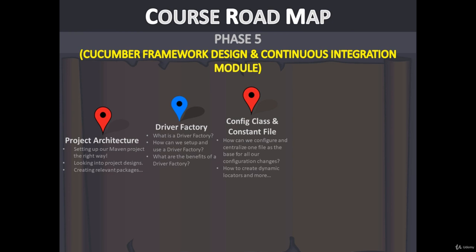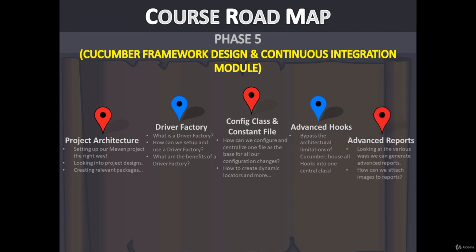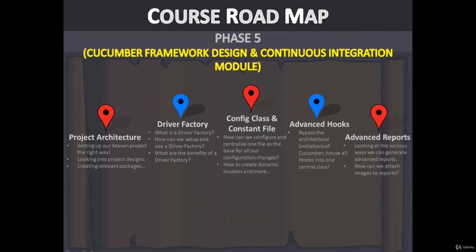So once you reach a specific module, it's going to show you step by step how you can actually create a constant file. We can look at how we can create advanced hooks, how we can actually house our hooks into one central class, because one of the drawbacks of Cucumber is that you can't actually inherit a class which contains hooks. So I'm going to show you a way how we can bypass that architectural limitation. We're going to look at advanced reports, how we can further actually enhance our reports.